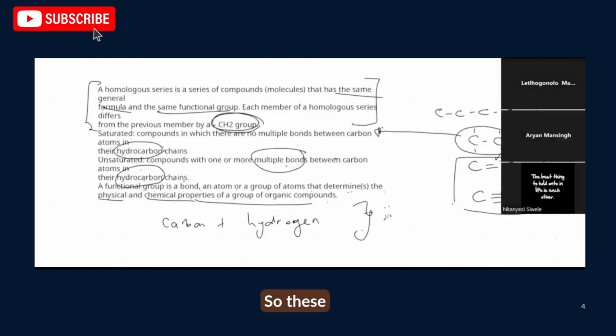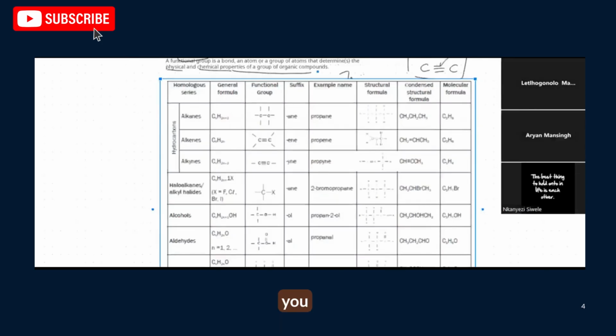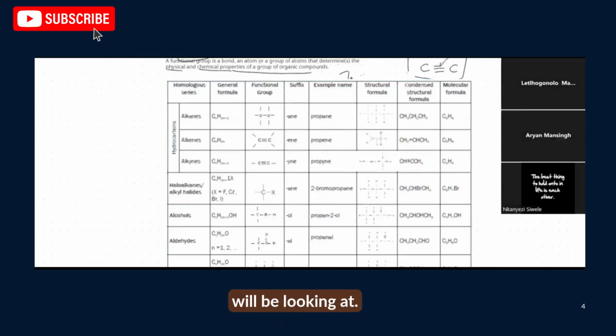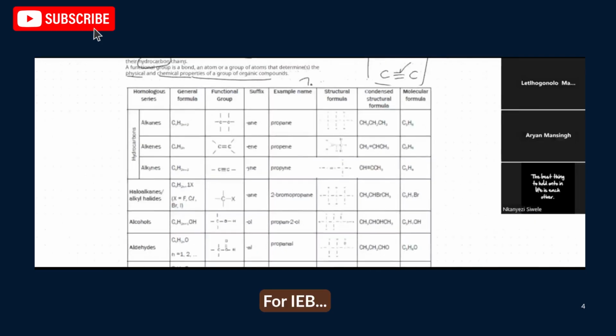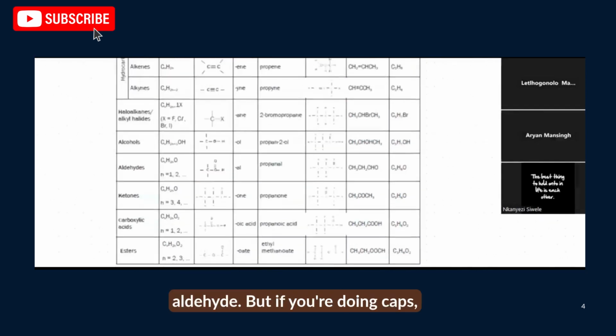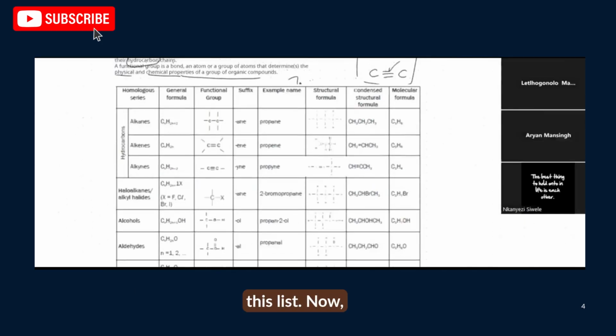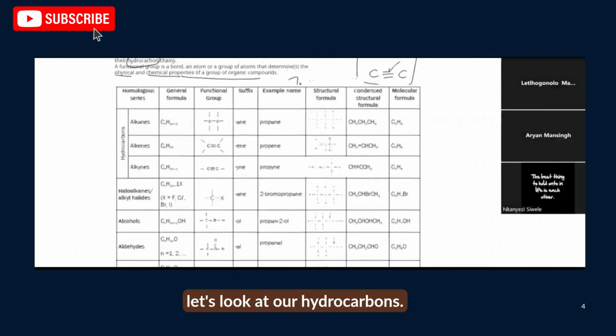So these are the different homologous series that you will be looking at. For IB, you won't have ketones and aldehydes, but if you're doing CAPS, you will definitely have everything that is on this list. Now, let's look at our hydrocarbons.